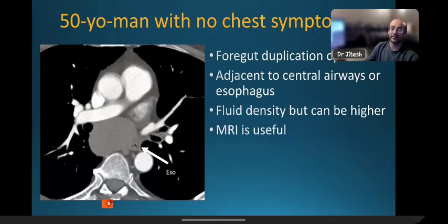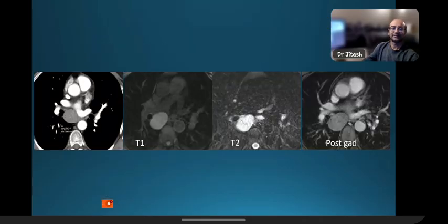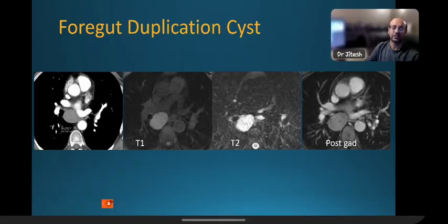MRI is useful when the density is higher in these patients. Here is an example. This is a patient who has a well marginated homogeneous lesion in the visceral space next to the esophagus. We can see this was high density on CT, about 60 Hounsfield units. And on MR, this is hyperintense on T1, hyperintense on T2, and there's no enhancement with gadolinium. So this is an example of a foregut duplication cyst, which was a high density or proteinaceous cyst on CT.